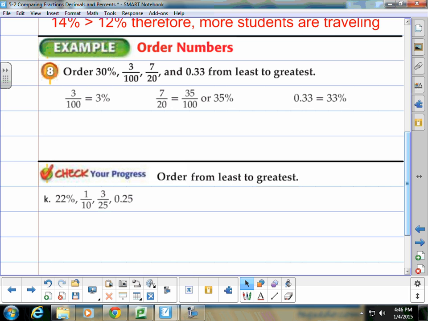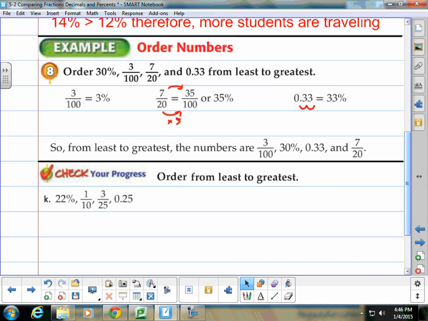So let's say we're going to change these to percents. 3/100 is the same as 3%. We can do that by just dividing and then moving the decimal. 7/20 is the same as 35/100, multiplying both by 5 to get to be out of 100. And that's the same as 35%. If we get them to be out of 100, it's easy to tell what percent it is. And here we multiplied by 100 and got 33%.